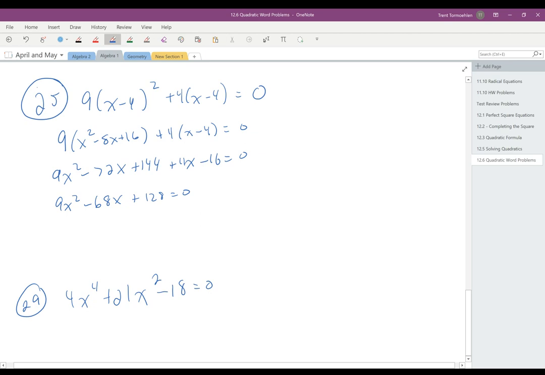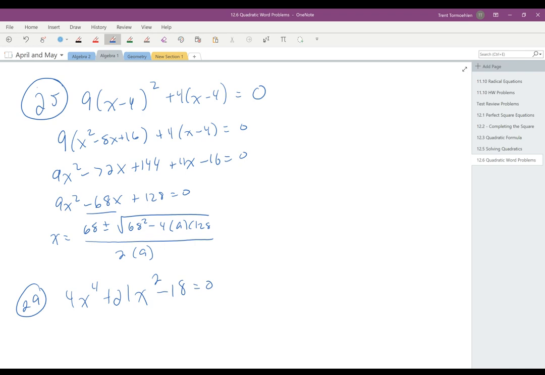So if we use the quadratic formula, we get x equals negative b, so 68, plus or minus the square root of b squared, 68 squared, minus 4 times 9 times 128, all over 2 times 9. Well, we're going to need a calculator to figure out what that discriminant is. So 68 squared minus 4 times 9 times 128, and we get 16.